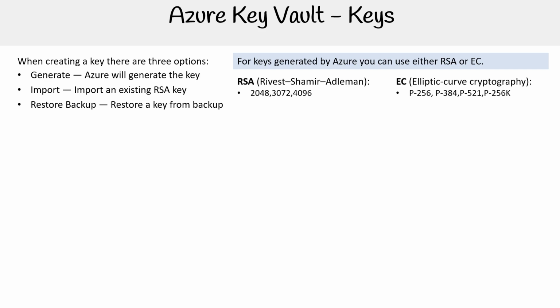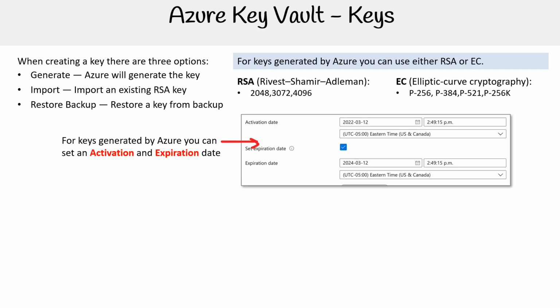Then you have elliptic curve cryptography, and then it says P hyphen, and we have 256, 384, 521, 256K. I'm going to assume that also has to do with length. I don't know exactly how it translates over to bit size, but I'm sure that's similar. For keys generated by Azure, you can set an activation expiration date. Probably a good practice because that forces you to rotate your keys after a period of time.